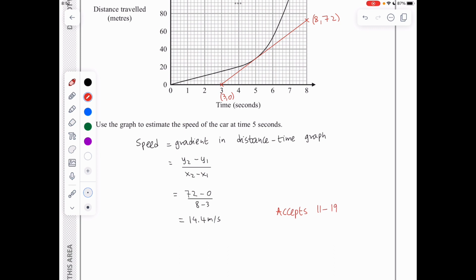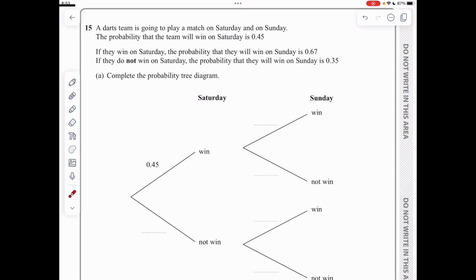In 15, we've got a darts team who's going to play a match on Saturday and Sunday. The probability they win the match on Saturday is 0.45.